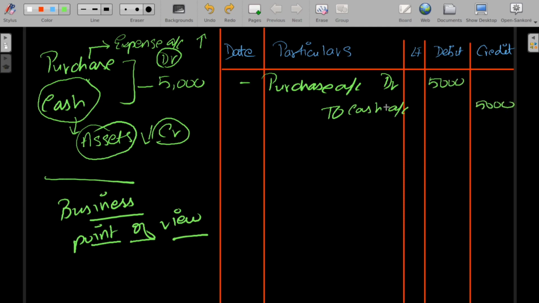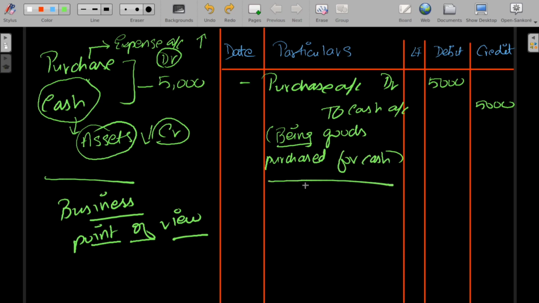Whenever you make a journal entry, you should always put a narration. A narration is a sentence which gives a summary of the journal. Whenever you start a narration, you start with the word being: goods purchased for cash. Thus this explains what the journal is. Now going to the second question.